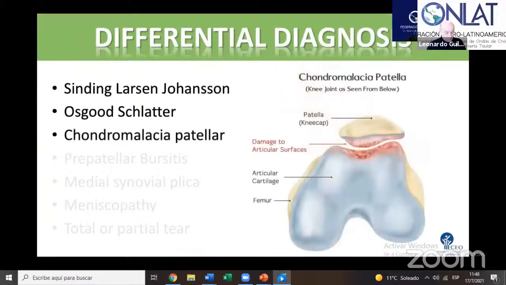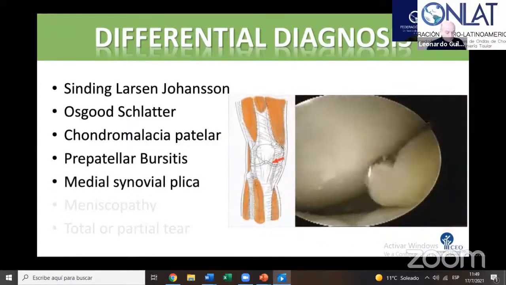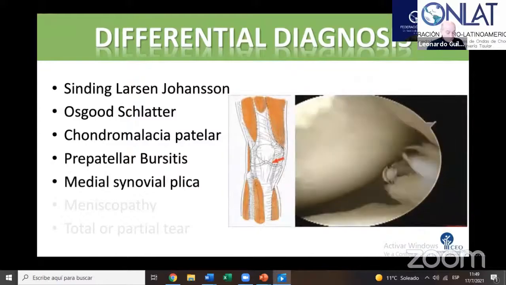Patellar chondromalacia, prepatellar bursitis, medial synovial plica, meniscopathy, and total or partial tear are very important in the differential diagnosis.